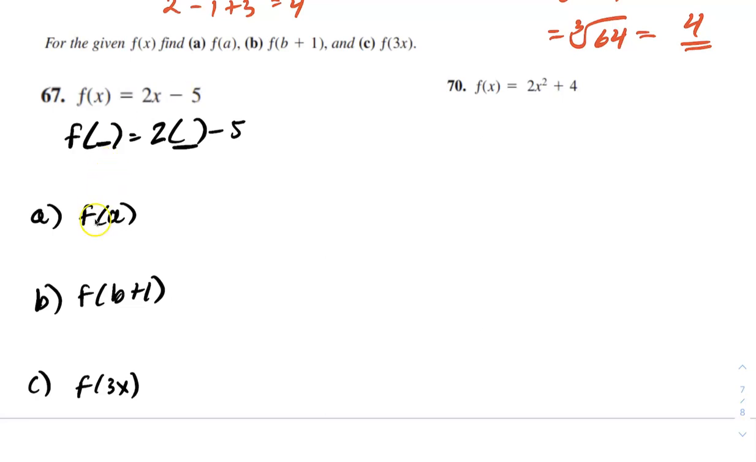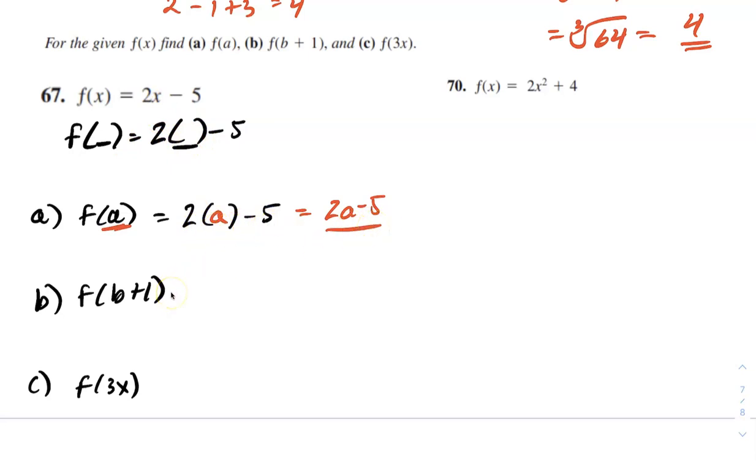So my first one here, f of a just means plug in a for x. Substitute my x with my a. So you get this. And inside that space, we're going to plug in a. So I just get 2a minus 5. That's all I get. When you substitute a in for x, you just plug it into the space there and you get 2 times a minus 5.